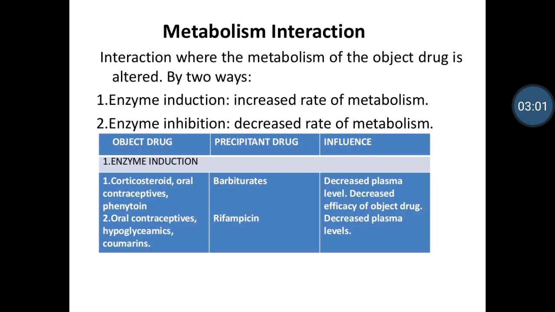If catalyst action is produced, the metabolism of the drug will be fast. So with corticosteroids, oral contraceptives, phenytoin, hypoglycemics, and coumarins, what will it do? Enzyme metabolism will increase, so the amount of plasma drug is reduced. It is metabolized fast and excreted fast, which means the action of the drug will be reduced.